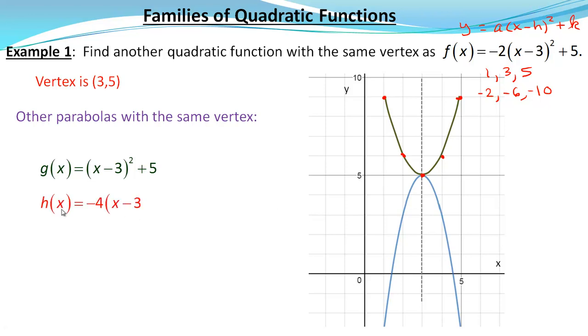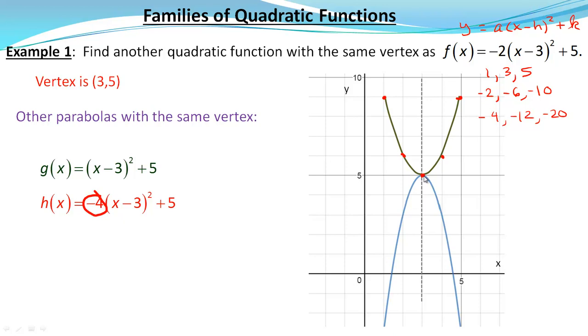Another example would be h of x equals negative 4 times (x minus 3) squared plus 5, so the vertex is still at 3, 5. If we multiply the 1, 3, 5 by negative 4, then it's a very steep parabola. It will go down 4 when you go over 1 to the right or left, and then negative 4 times 3 is negative 12, and then it'd be negative 20. I can't show that because it's off the bottom of the screen.